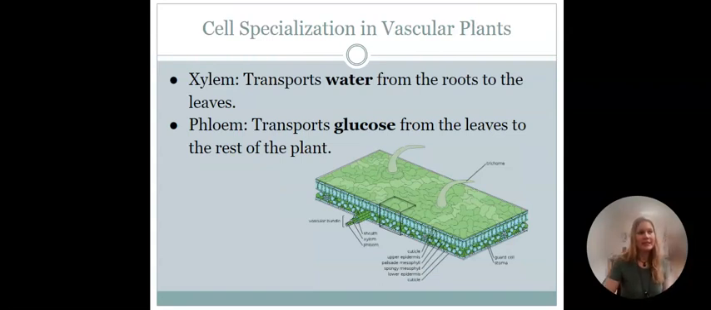Now, specialized cells in plants, the two you need to be familiar with are the xylem and phloem. They're vascular tissues. Think of them as the veins and arteries of plants. So you have veins and arteries that let you move oxygen and blood and nutrients from one part of your body to another. Plants have the same thing. Xylem help to transport water. Phloem help to transport glucose or sugar, food for the plant. So xylem and phloem for a plant is the same thing as veins and arteries for a human.